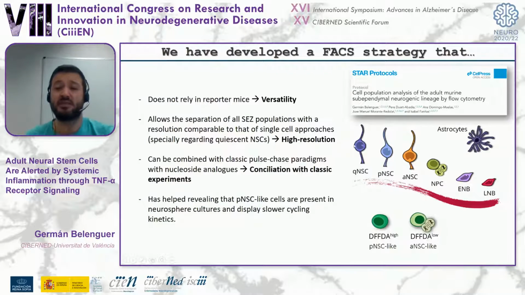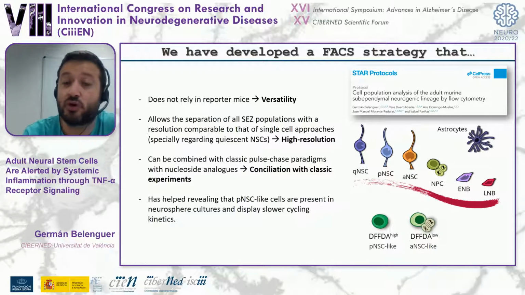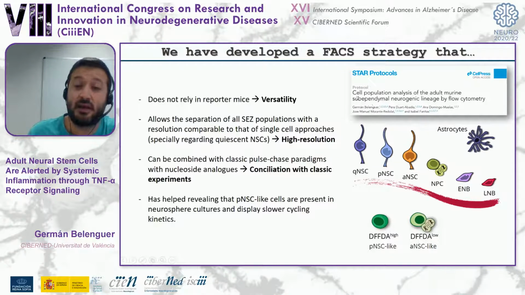So now this has been recently published in step-by-step protocols that anyone can use, and I couldn't go into detail, but I would be more than happy to discuss this later with anyone who is interested in using it or wants to apply a protocol like this in their system.